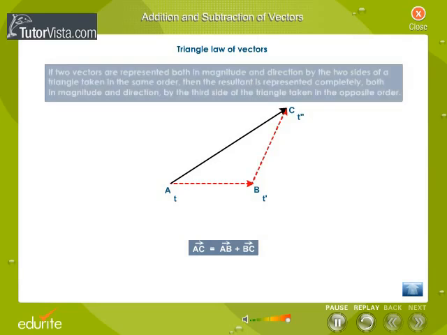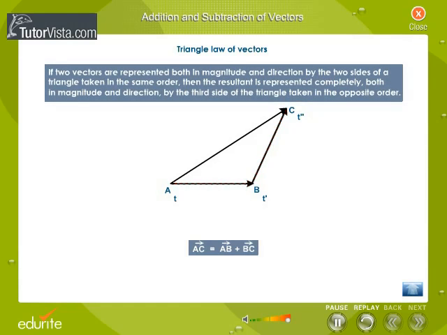That is, if two vectors are represented both in magnitude and direction by the two sides of a triangle taken in the same order, then the resultant is represented completely both in magnitude and direction by the third side of the triangle taken in the opposite order. This law is used for the addition of two vectors.